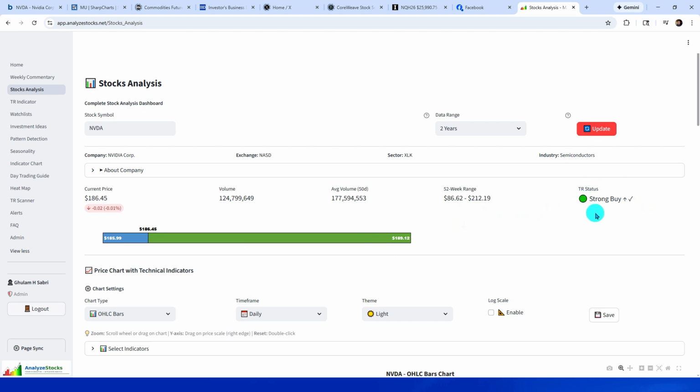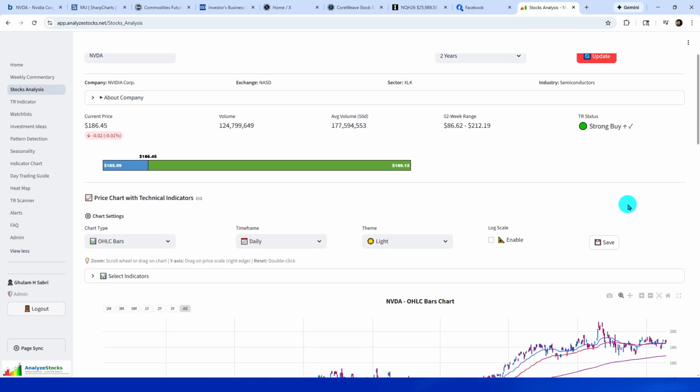And here is our proprietary indicator status, which is known as TR status or trend recognition. And it is strong buy. This up arrow means it has just started during this last period, which in this case happens to be the day. And the check mark means that it is around a buy point. We will take a look at the NVIDIA TR chart.